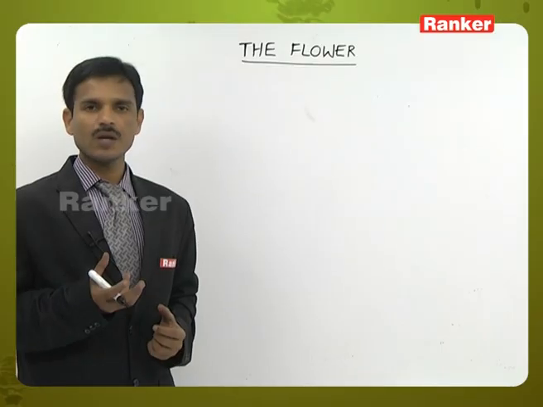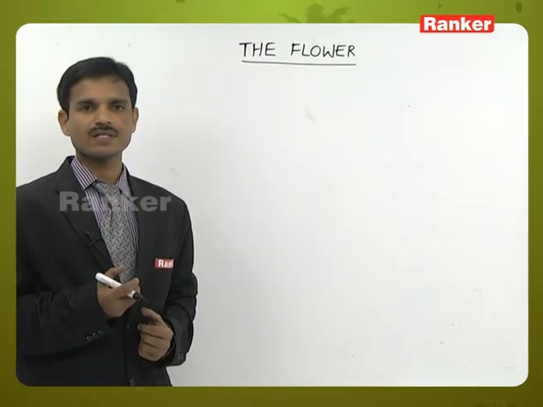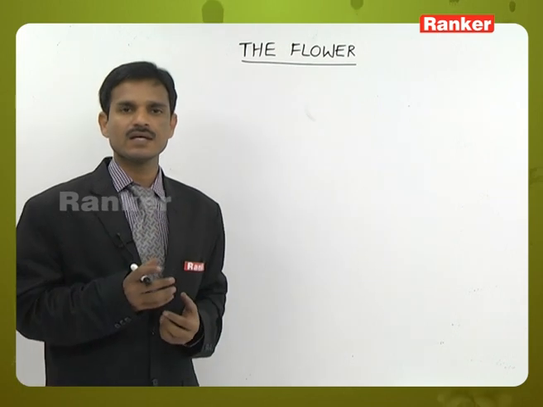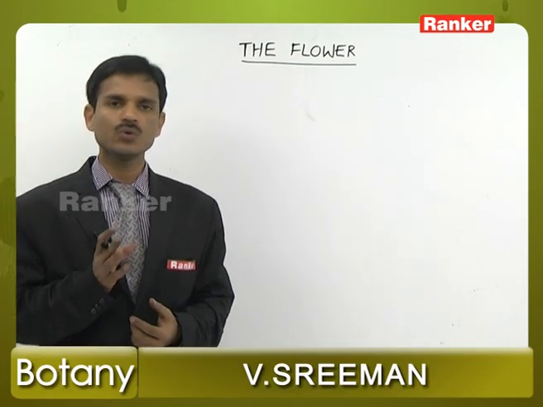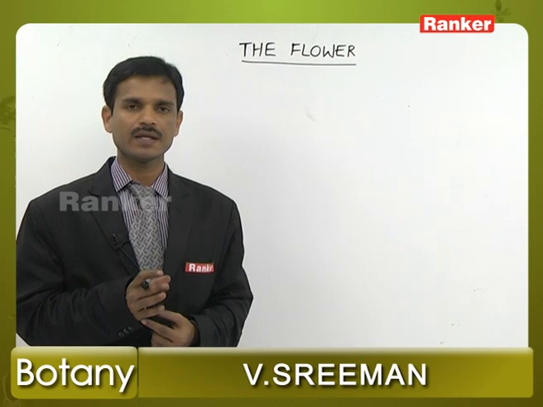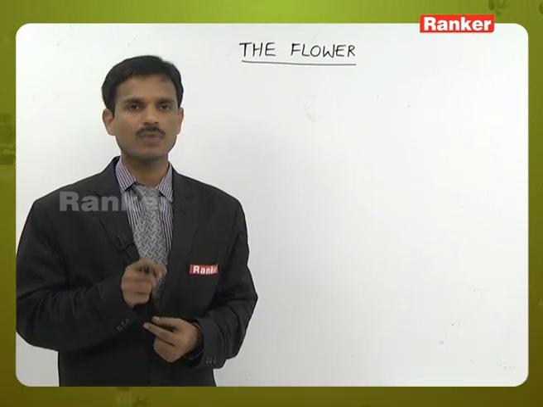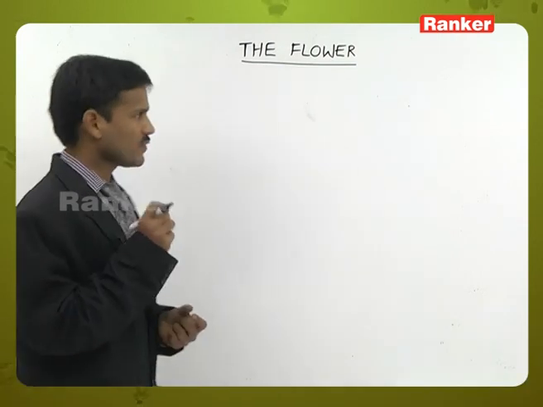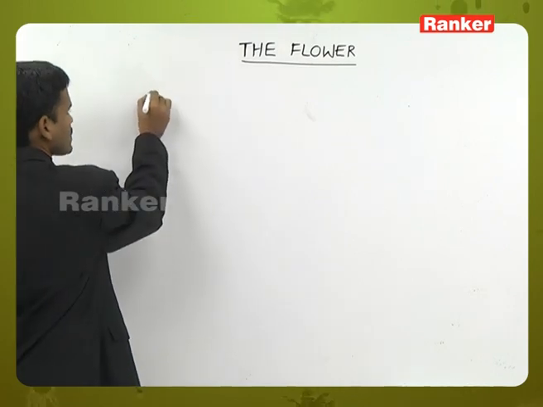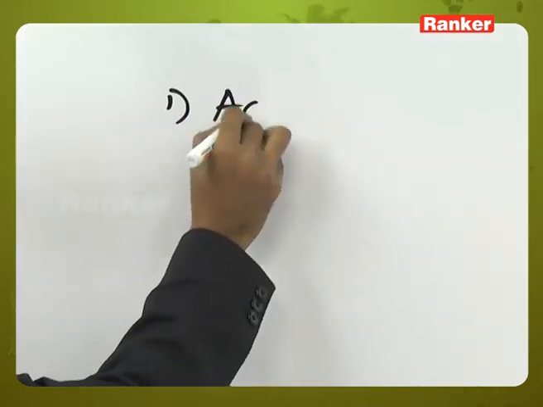In the flower, floral parts are arranged in different ways. So when the flower can be cut into two equal halves by any radial plane, it is called an actinomorphic flower. So the flowers are of different types. First one is actinomorphic flower.